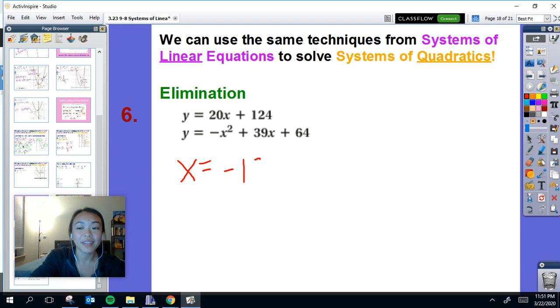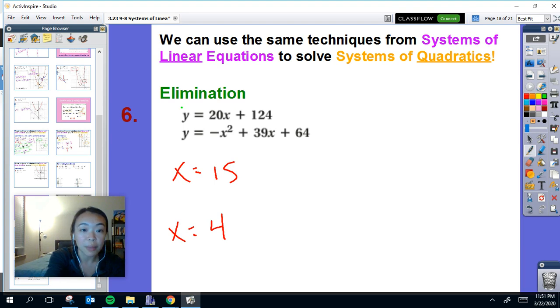Negative. Wait, what was it? Negative 15 or positive 15? Oh, okay, so they're both positive. x equals 15, x equals 4. And then, just like substitution, I pick my easier one. I think this one's easier. And I plug in the x value.